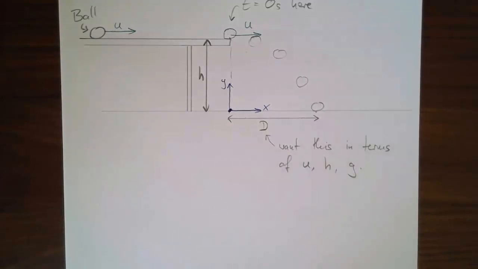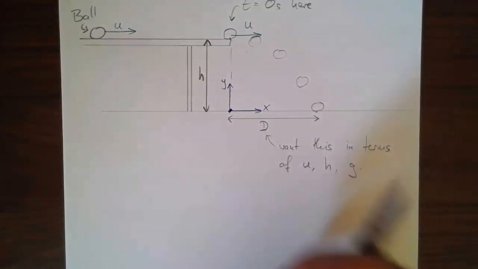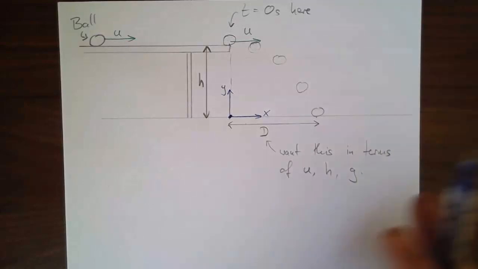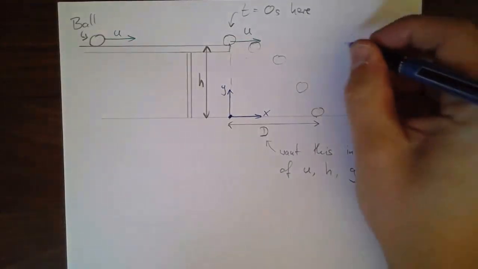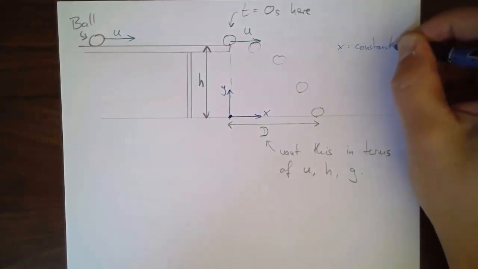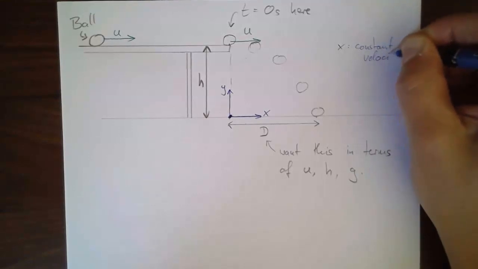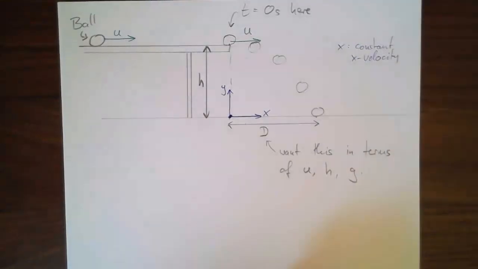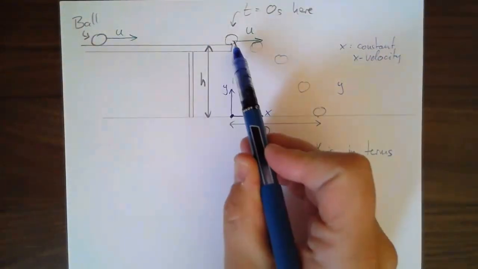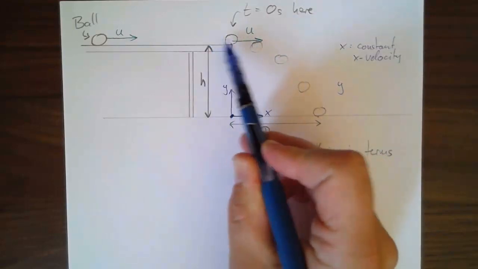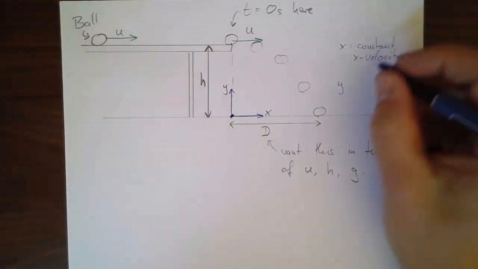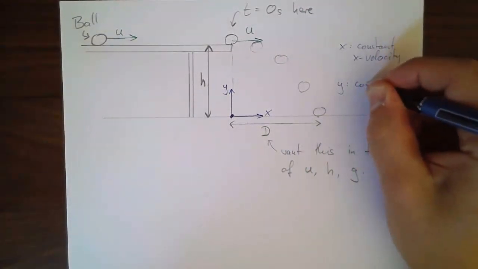So let's ask what's happening in each direction. Well, in the x direction, in the sideways direction, there's nothing that's accelerating the ball. We assume there's no air resistance, or at least that air resistance is negligible. In the x direction, we have a constant velocity. We write it as a constant x velocity. Whereas in the y direction, the velocity is not constant. Initially, the velocity is 0, right? This velocity vector is all in the horizontal direction, not up and down at all. But there's an acceleration in the y direction, and that is, of course, due to gravity.